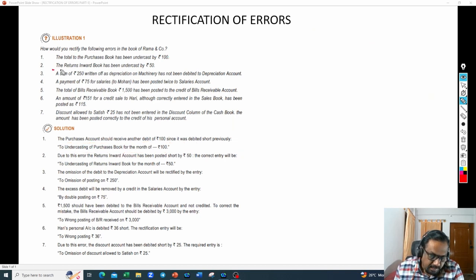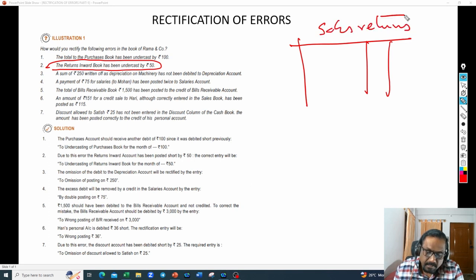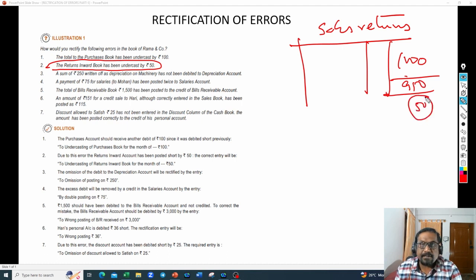Next, the returns inward book has been undercasted by 50 rupees. What do you mean by returns inward book? I told you, sales returns book or returns inward book, either way you can call it. So this is undercasted by 50. For example, this is totaled as 1000 rupees, but I totaled it as 950. That means 50 rupees undercasting happened.